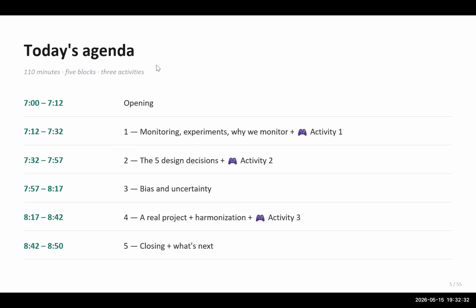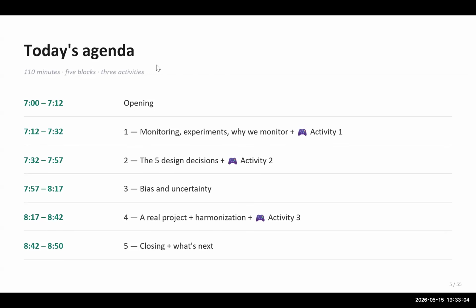So this is today's agenda. We have until almost 9 p.m. I will try to do it more briefly. We start with the difference between monitoring and experiment. Then we will cover the 5 design decisions. Then we cover bias and uncertainty in research measurements. Then a real example about my project in Thailand. And finally, we will close with next activities.